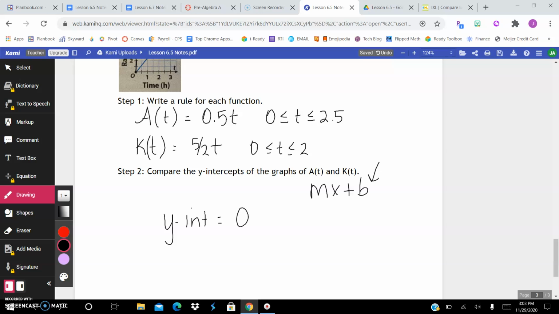We have nothing to measure yet. We have to let some time pass and some rainfall before we actually have a measurement. So compare the y-intercepts. We can just say that they're both 0. They both are starting at 0 hours.